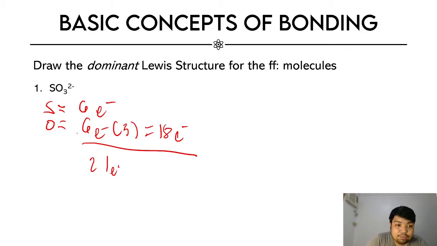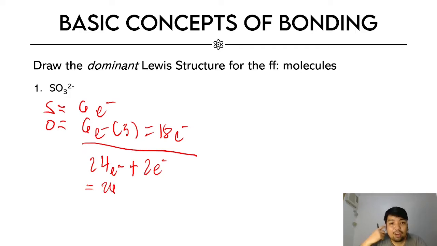However, we have a -2 na overall charge ng SO3, 2 minus. So for every negative charge, we add 1 electron. Since the negative charge here is -2, we add 2 electrons. So the total number of valence electrons will therefore be 26.